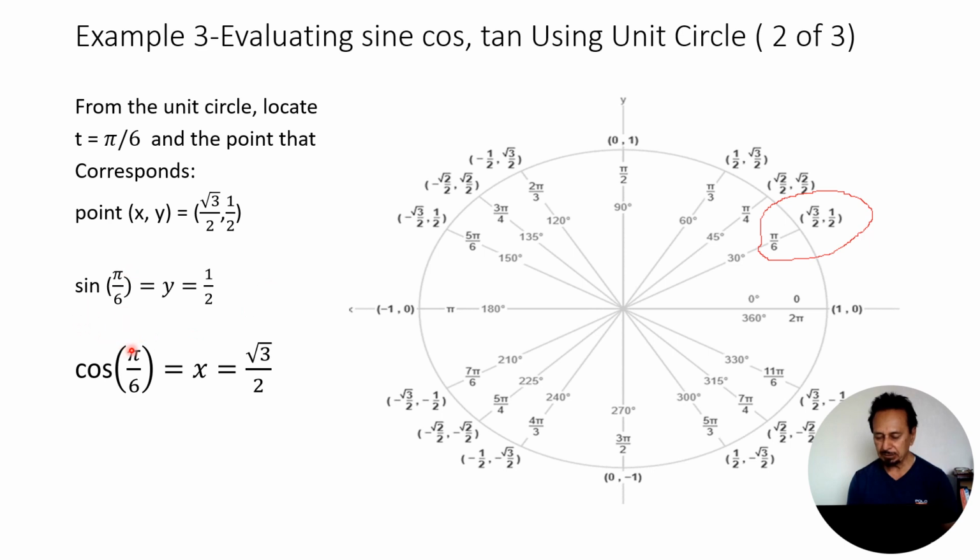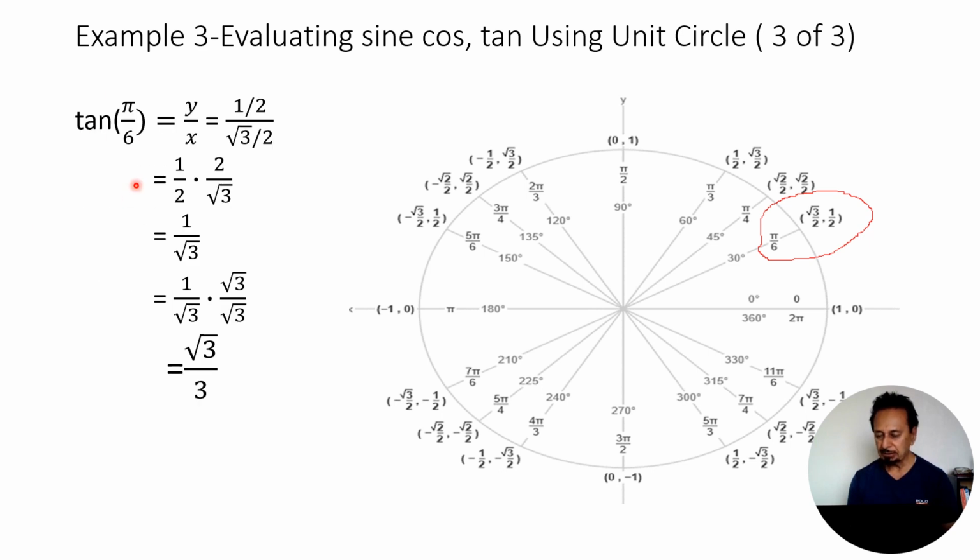Now sine pi over 6, we learned it's y, and y is 1/2. So the answer is 1/2. Cosine pi over 6, cosine is equal to x, and x is square root of 3 over 2, and that's basically it. So similarly, we can find the tangent. Tangent pi over 6 is y over x, and y is 1/2, and x is square root of 3 over 2.